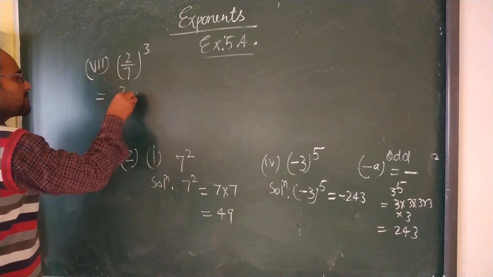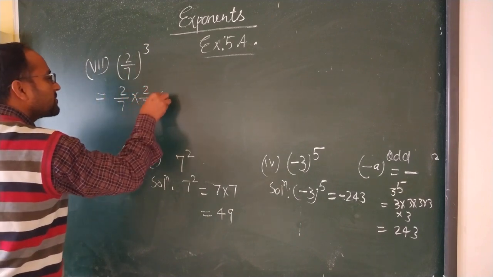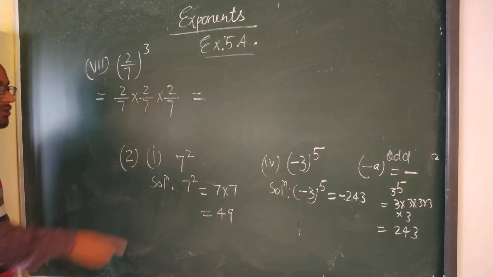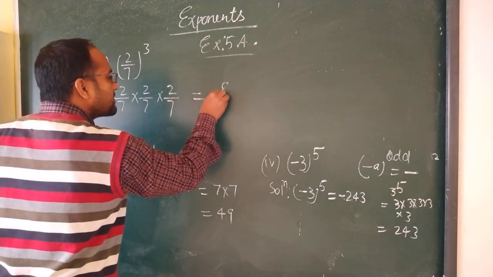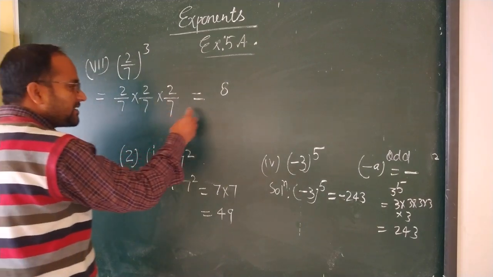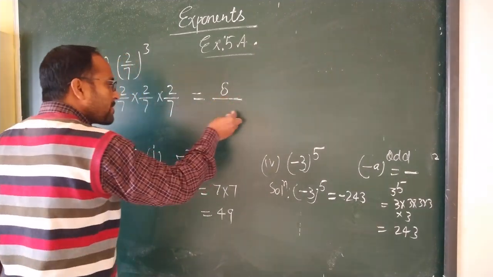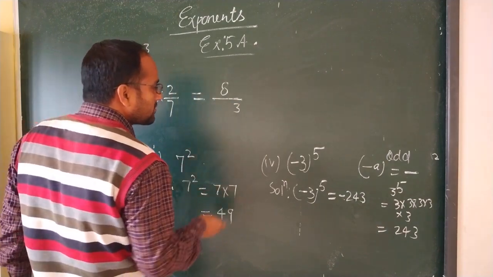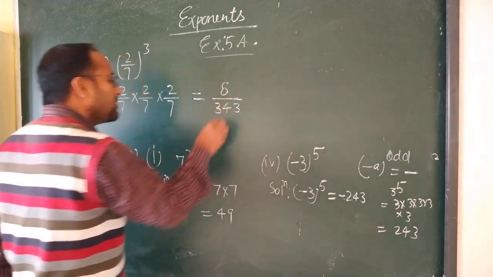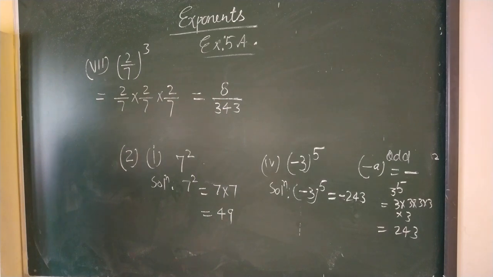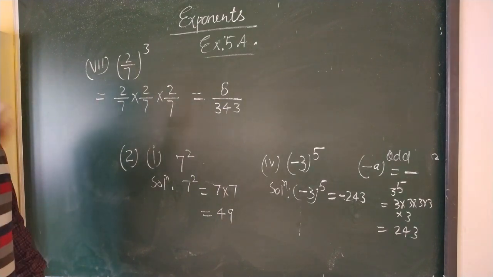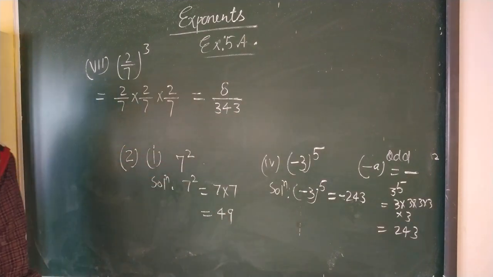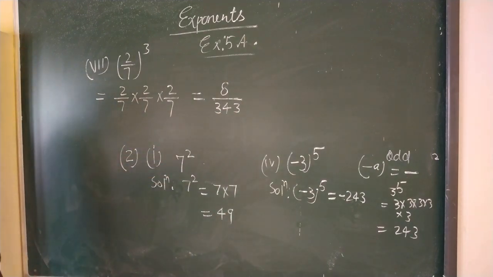2 upon 7 multiplied by 2 upon 7 multiplied by 2 upon 7. Numerator, you will multiply with numerator. 2 twos are 4, 4 twos are 8. 7 7s are 49, 49 7s are 343. If you write the squares and cubes of 1 to 40, then it is very easy, because the cube of 7 is 343. So this is the answer for this question.